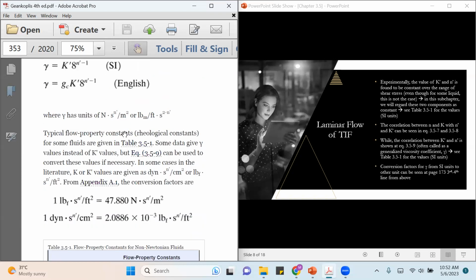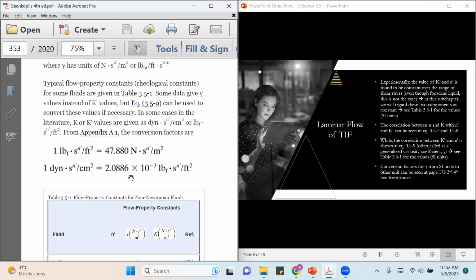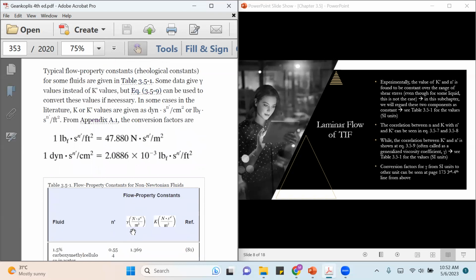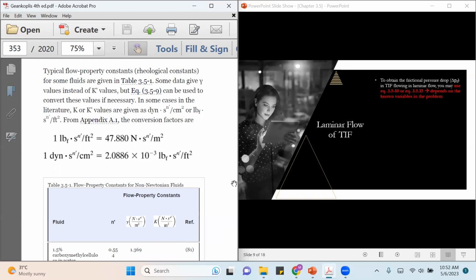So if the problem is in the English unit, but what you know from this table is in SI unit, then you can use this conversion factor to change the gamma value from SI unit to English unit. Similarly to what we've learned in chapter 2, a flow in a pipe for Newtonian fluid has a delta P.